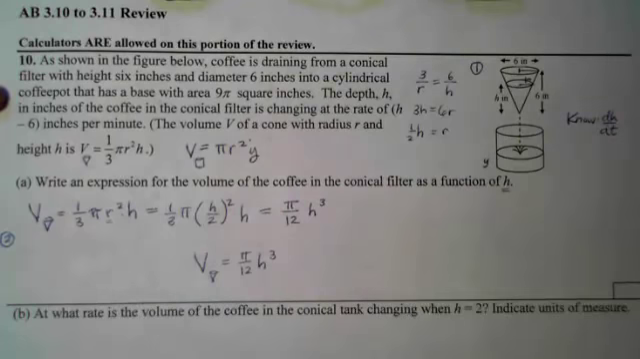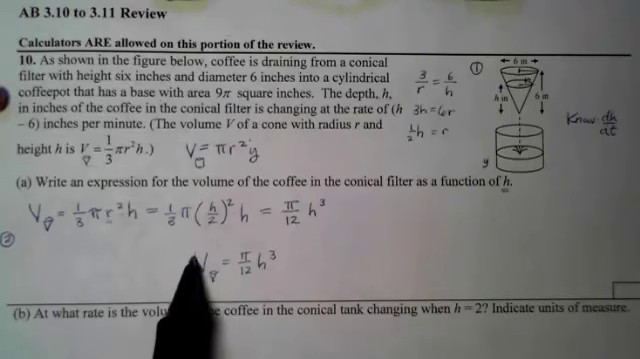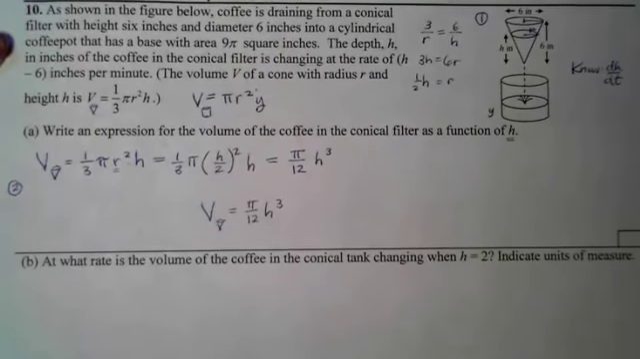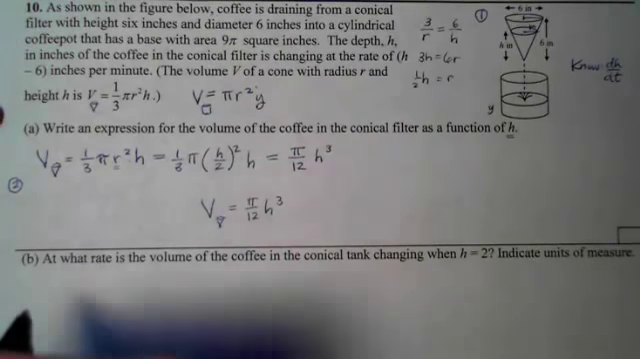So if we look at B, we can see that we're asking for the rate of the volume of the coffee in the conical tank. So they're asking for dV dt, where V is representing the volume of the coffee in the conical tank. So B is actually asking us to do steps 3, 4, and 5 of our normal related rates process. So I'm going to scoot this up here, and hopefully we can still see it.